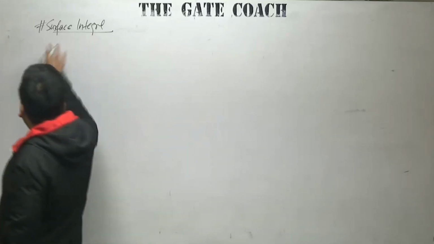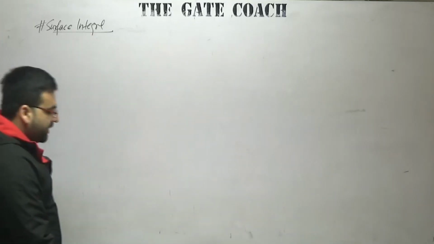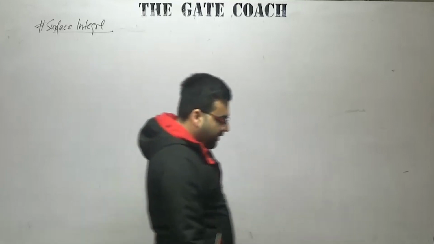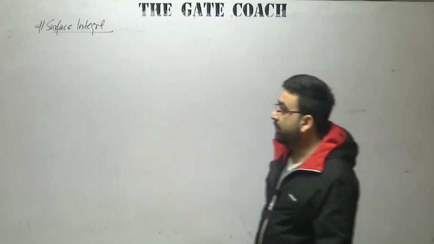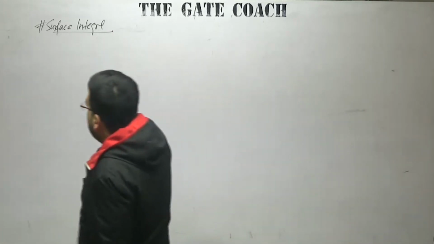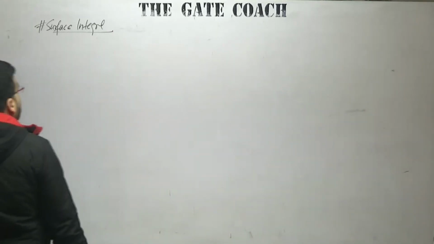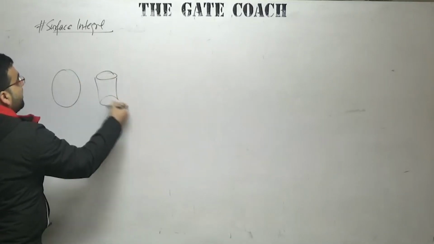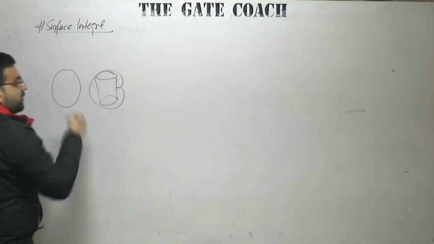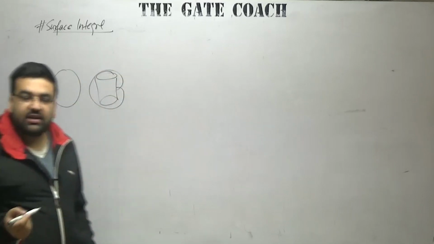That is why with the help of some theorems, that is the Green's theorem, the Stokes theorem and the Gauss divergence theorem, we try to convert these integrals into simpler parts. Now surface integral, the integral which is done over a surface, for example some sphere or some cylinder, the integral which you do along the surface, that is the surface integral.